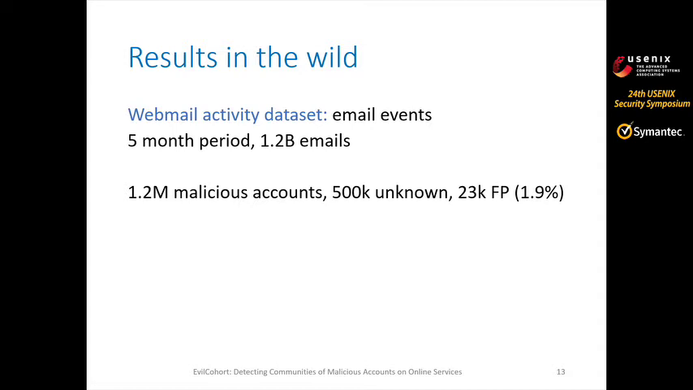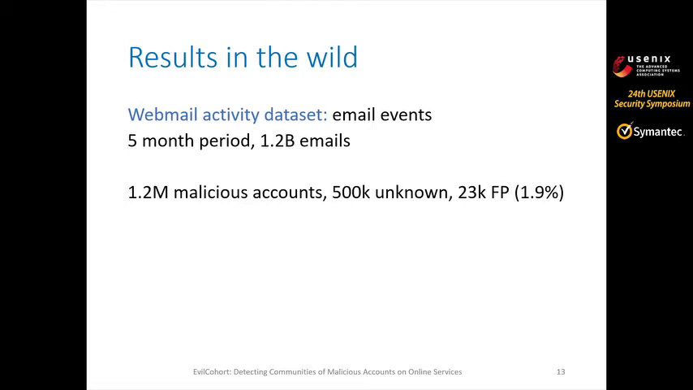Then we performed the same sort of false positive assessment that I described before. So we extracted very heavy hitter spammers that we consider as ground truth, and these communities needed to have a certain percentage of heavy hitters to be considered as true positives. And actually, we were able to grow our knowledge by 500,000 accounts, which is quite a lot. And for 23,000 of them, we were not able to confirm whether they were false positives or not. So to be on the safe side, we say that our system has about 2% false positives on this dataset.